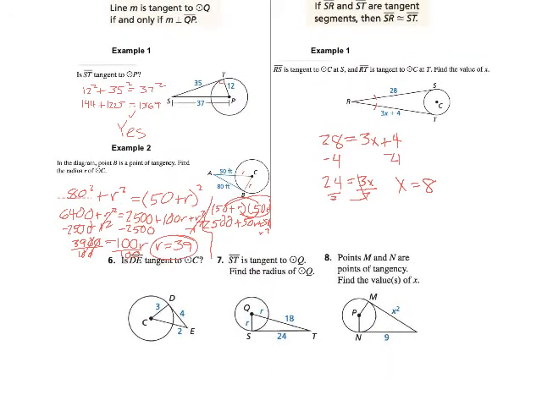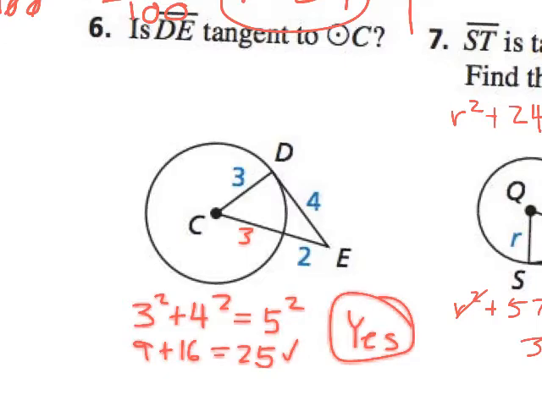Let's go ahead and do 6, 7, and 8. So go ahead and do 6, 7, and 8 together with your groups. I'll give you some time to work and then we'll go over the answers. Go ahead. Okay, so here's number 6.